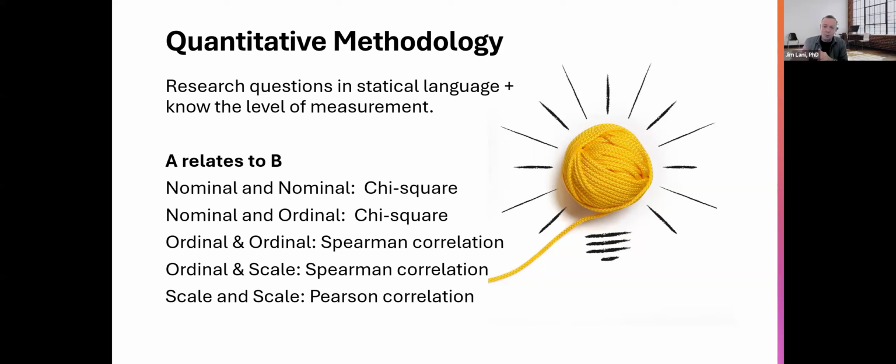Now we have ordinal and scale. Here we're in correlation land. So as income goes up, the savings go up. As age level goes up, the savings go up. Once you have these A's and B's relating to each other at this level of measurement, you're in Spearman and Pearson correlation. For the Pearson, you need both A and B to be scale.